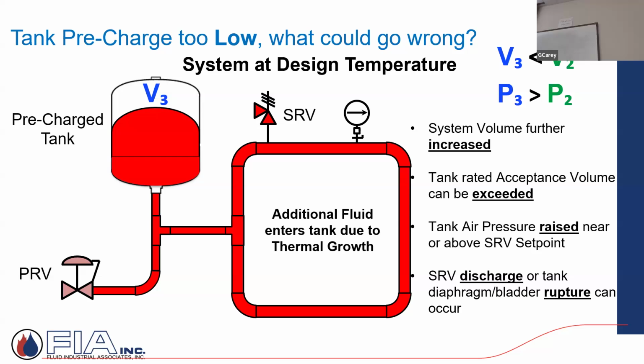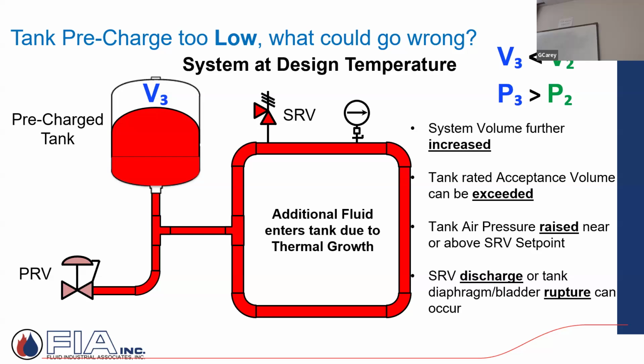And what will happen is two things: either the safety relief valve, so the pressure relief, discharges, or if it's severe enough or over time, that diaphragm or bladder can rupture. So by undercharging it, you're exposing it to all of this excessive pressure. But the first thing that will happen is the relief valve discharges.